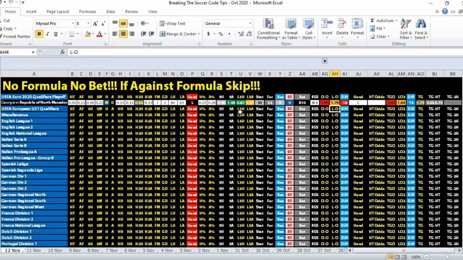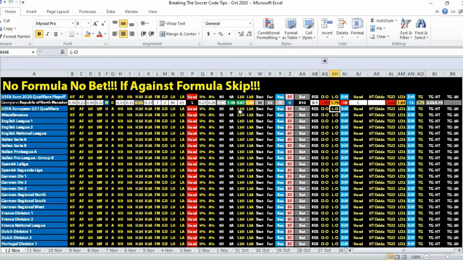Goal scoring average is 0.67 versus 1.67. More importantly, this North Macedonia actually scored 3 goals in their last 3-3 draw away, and this Georgia only managed to score 1 goal in their last home win. Head-to-head meeting, it was a draw. Matchup, it was a win versus a draw.